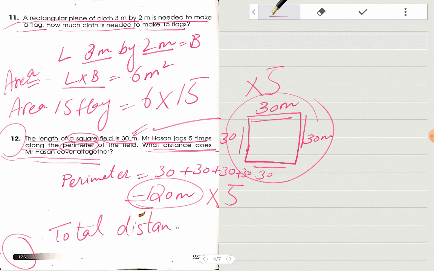These are the word problems that you can practice to understand the area and perimeter of any figure. You can do these pages from workbook 3B.